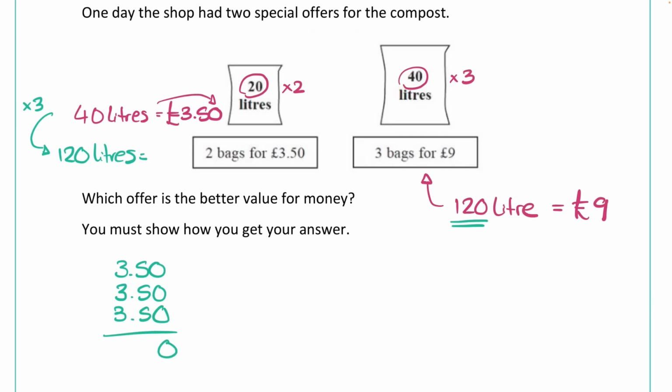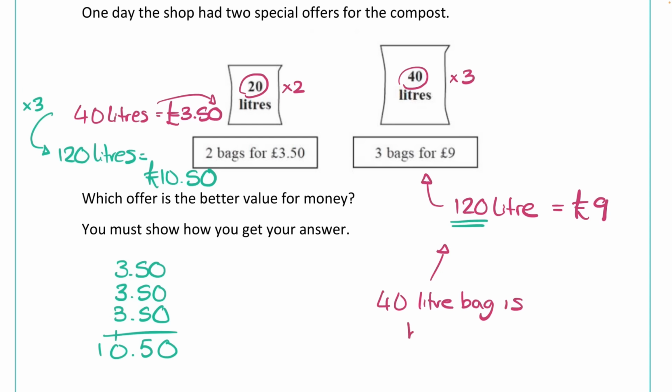0, 0, 0. 5, 5, 5 is 15. And then 3 times 3 plus the 1 is 10. So £10 and 50 pence. So £10.50. So the 120 litres on the deal on the left is going to cost me £10.50, but 120 litres on the right is only costing me £9, and therefore I would say over here the 40 litre bag is a better value.